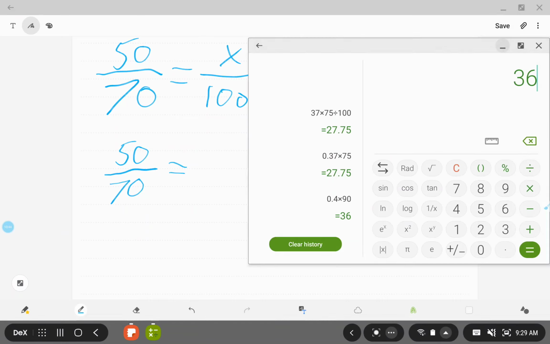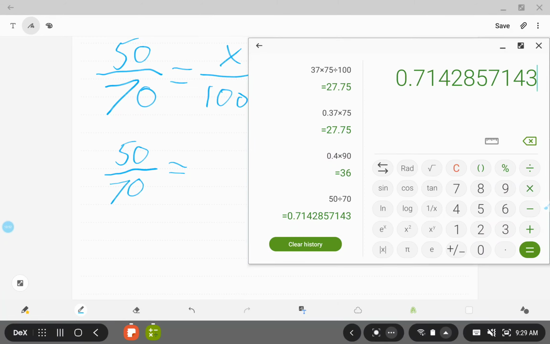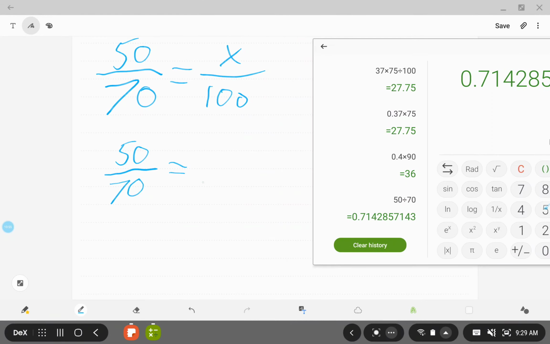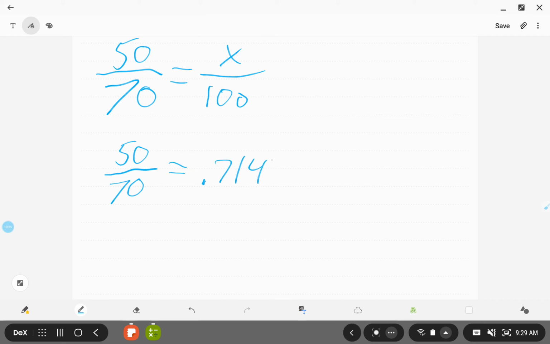50 divided by 70 would give me 0.7142, right? Well, remember how every percentage can be written as a decimal just by moving it 2 dots to the left? Well, you can also turn a decimal into a percentage by moving it 2 dots to the right. So 0.7142 is the same thing as 71.42%, right? So now, is that the amount that they saved, or is that the amount that they paid?